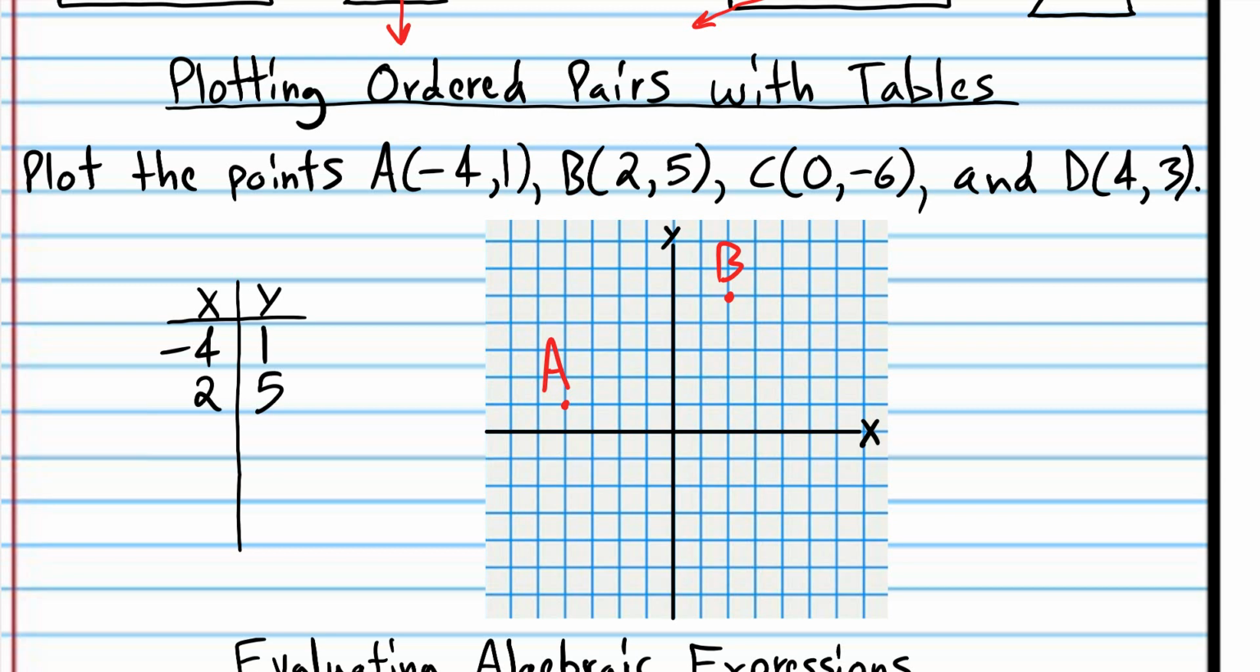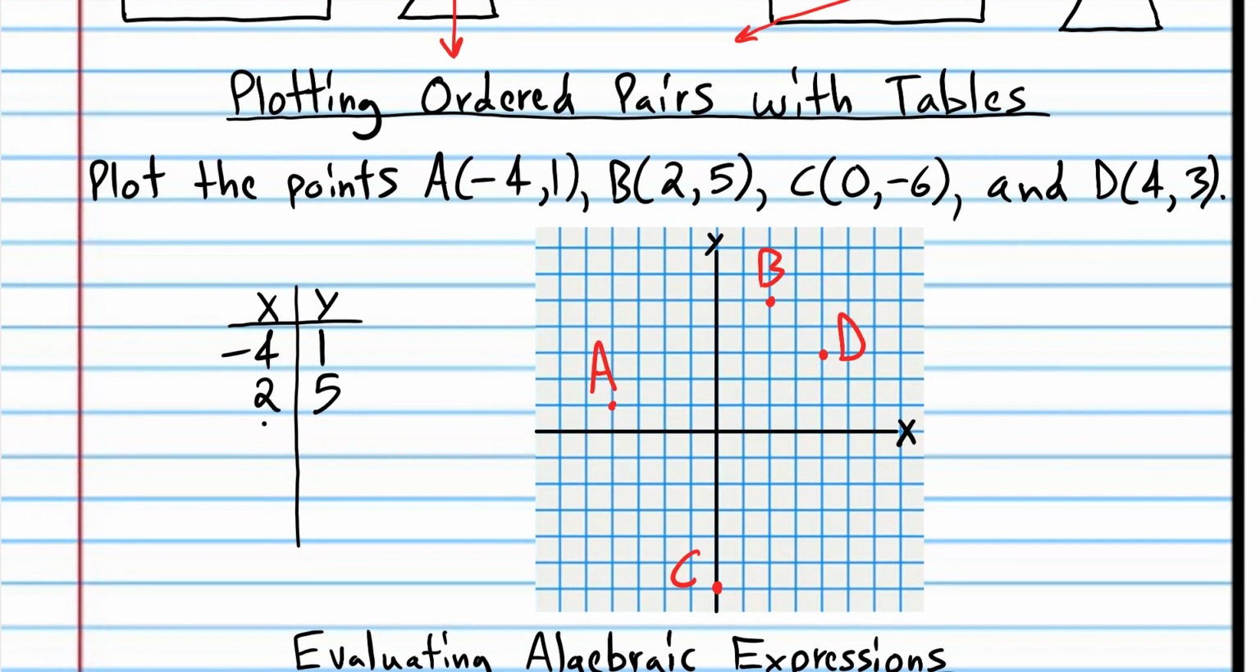All right, we're back. So (0, -6), that should be down here. And D, which is (4, 3), that would be 1, 2, 3, 4, 1, 2, 3, so that should be there. So again, I know that you already know how to do this, but it's so important for today that I want you to be absolutely sure that you know how to plot these points and make sure that you put them in that table. So we're going to use that today.